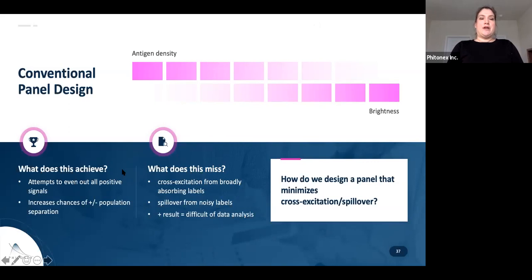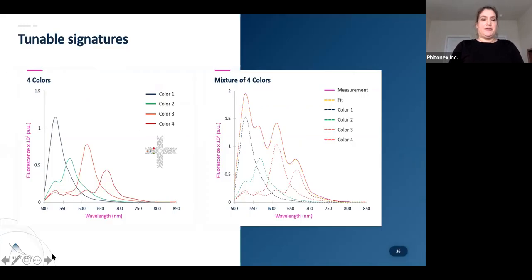Right now we try to even out the signals that we have, in terms of brightness and dimness, balancing that out so we can see the population of interest.